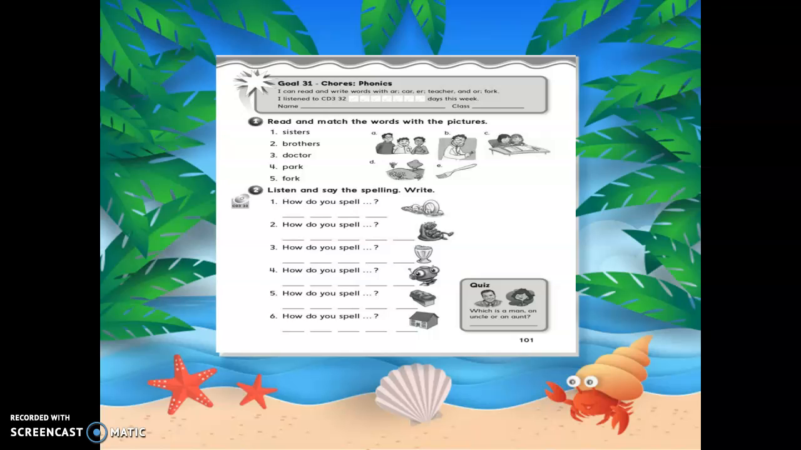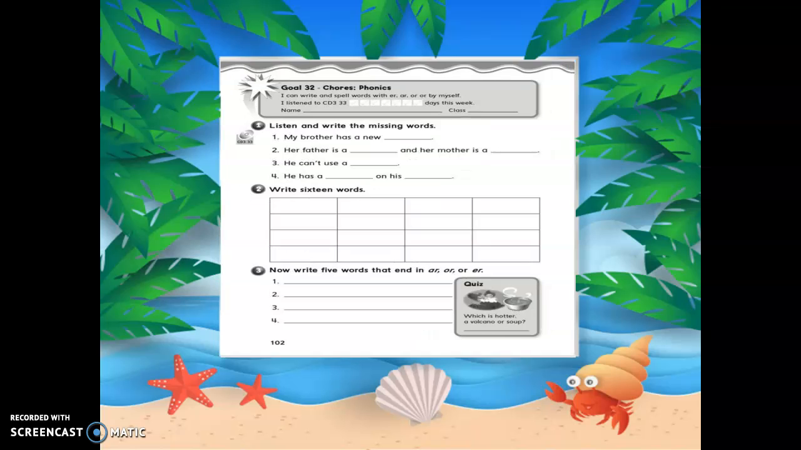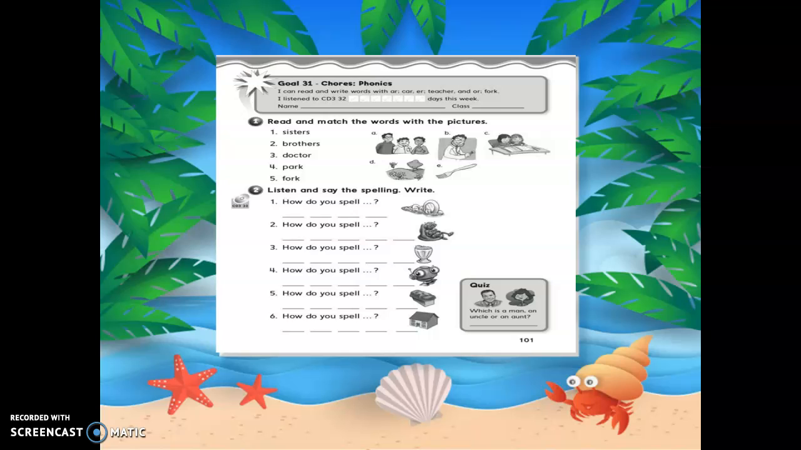Your homework in the activity book is page 101 and 102. Here, read and match the words with the pictures, and this is so easy. Here, we have to write. Listen and say the spelling, then write. Listen, please. Goal 31. I can read and write words with AR, car, ER, teacher, or OR, fork. 2. Listen and say the spelling.